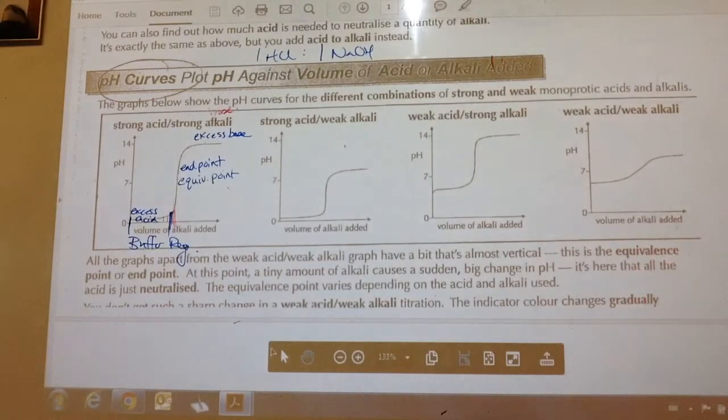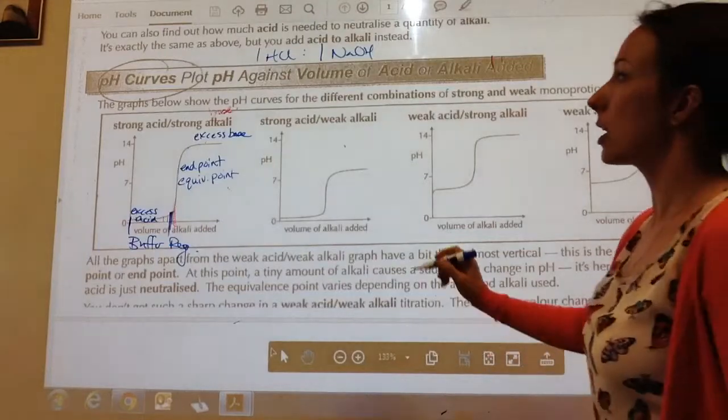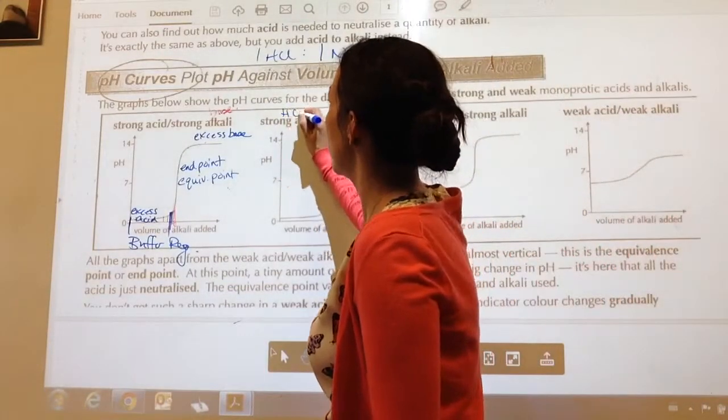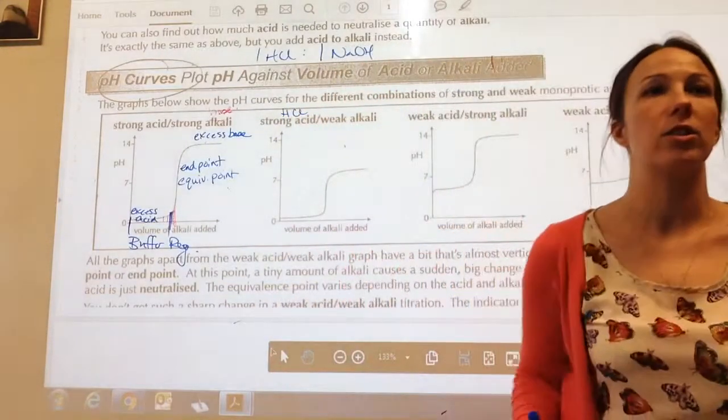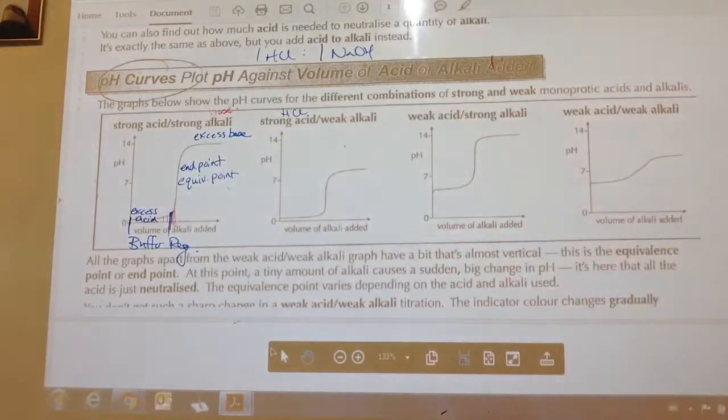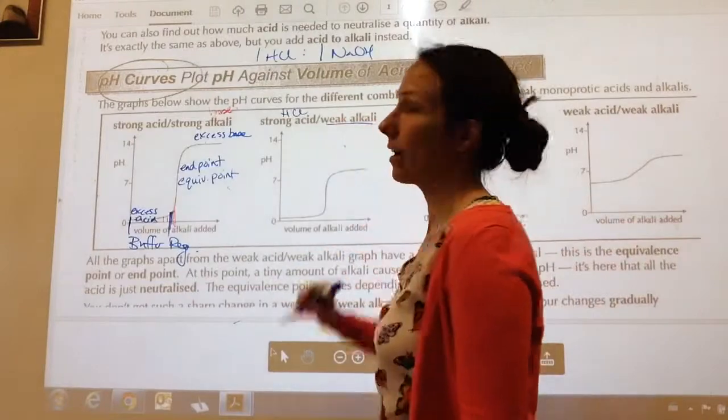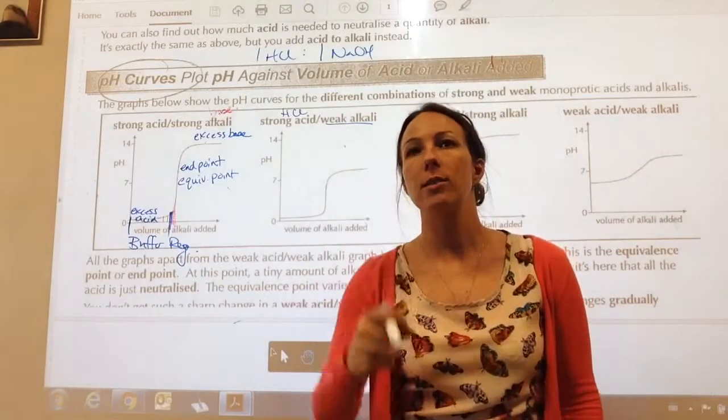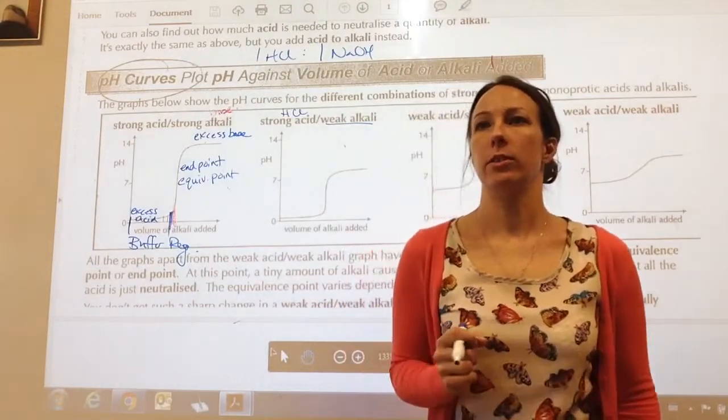Okay, so if in my burette or my pipette or my conical flask or Erlenmeyer flask, I change something. So this time I'm having a strong acid still in my conical flask, so I still have HCl. Only in my burette, I no longer have NaOH, but now I have a weak alkali. Can you give me an example of a weak alkali, please?